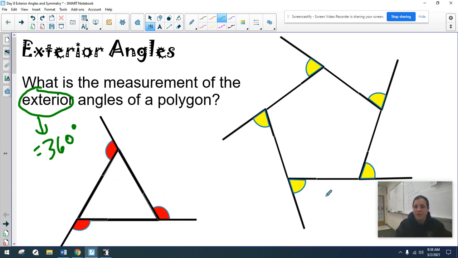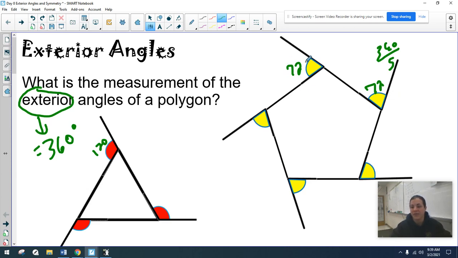Now if they're all equal, like it's showing right here, you would just take the 360 and divide it by 5, because there are 5 of them. So in this case, you're going to end up with 72. So these are all 72s. These are all 120. So the more sides you have, the more angles you're going to have. So the more angles you have, the smaller they're going to be.